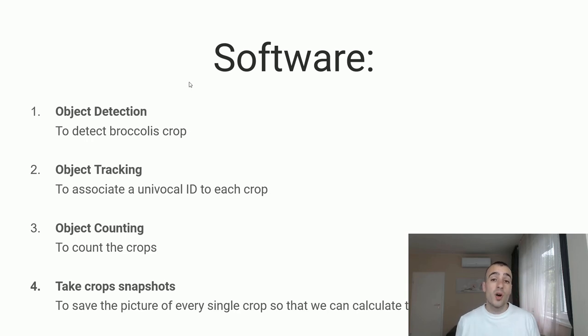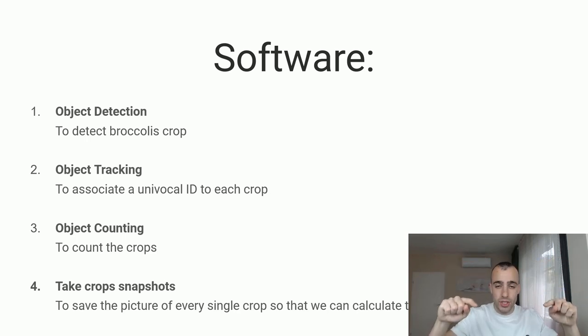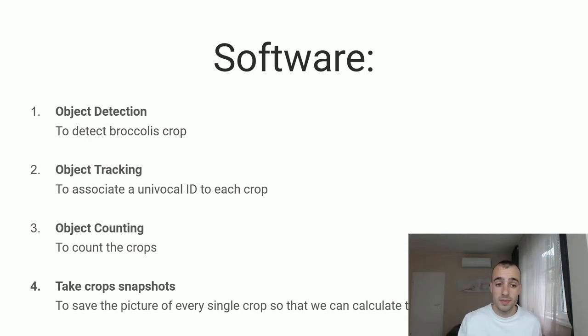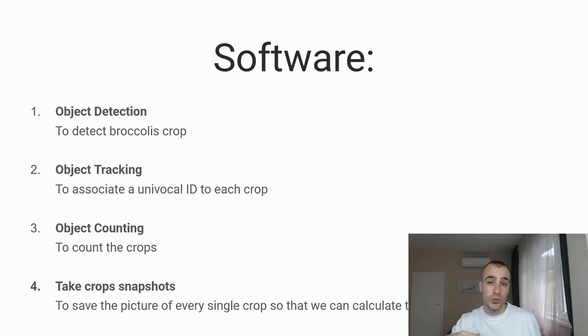And it consists of four steps. The first one is object detection, which consists in being able to detect the position of each single crop and surround it with a box. Second is object tracking, which means not only detect and surround it with a box, but also add an ID. So we add a univocal ID in order to make a distinction from one crop to the other.